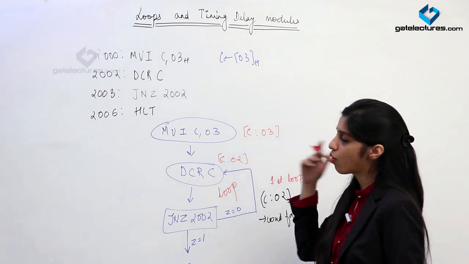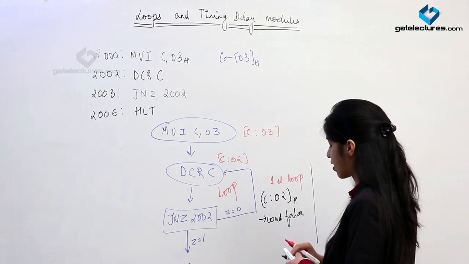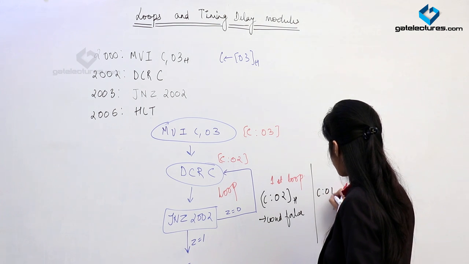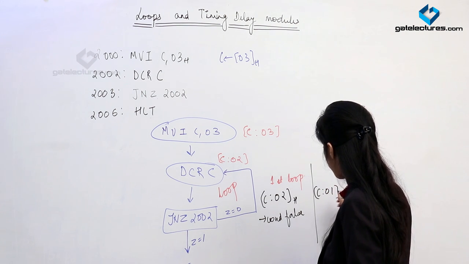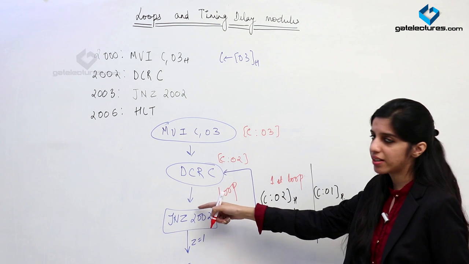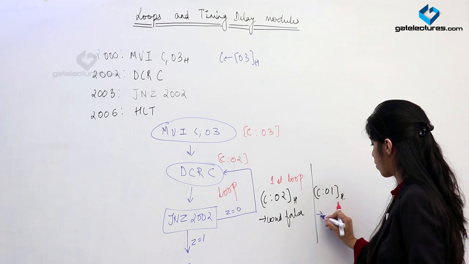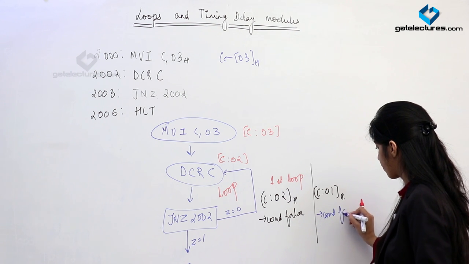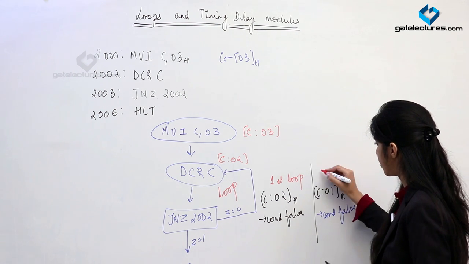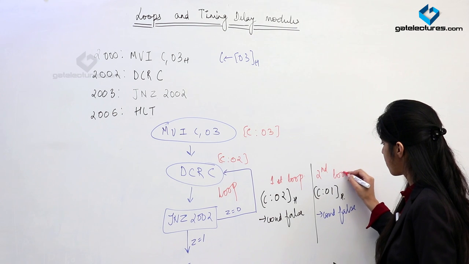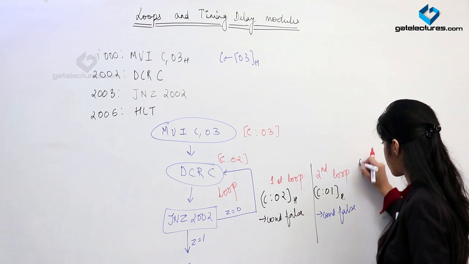Now what happens? Now again you're decreasing C. Now C has become 01. You check the condition. Condition is false. This is the second loop, the second time that the loop is executed.